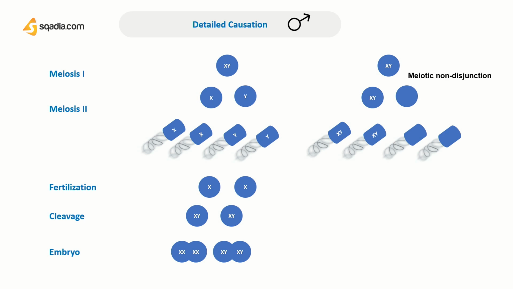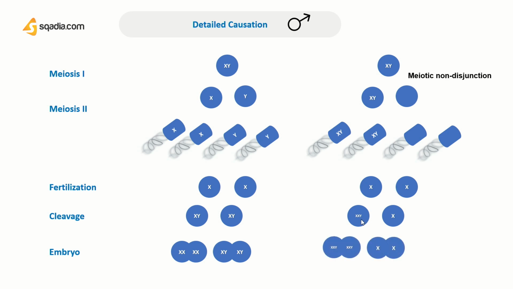When such sperms fertilize the oocytes carrying the X chromosome, they're going to form a genetic makeup of XXY. On the other hand, it can also result in the formation of, after cleavage, cells having just an X in them. Now, this XXY is responsible for the Klinefelter syndrome that we're discussing today. And the people who are carrying only this X in them are going to present with a syndrome known as Turner syndrome.